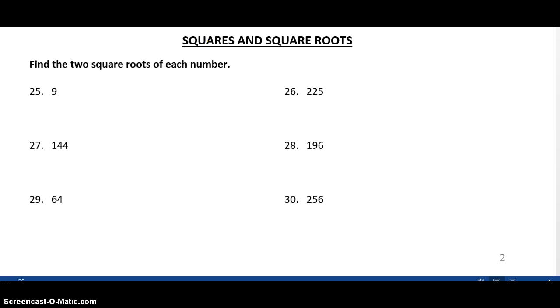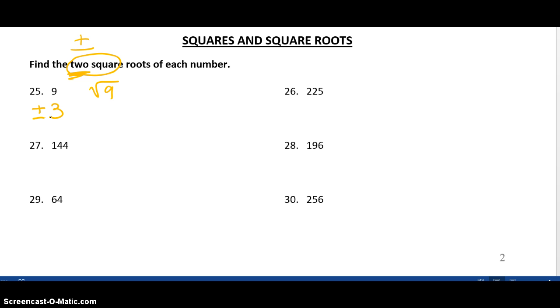This next section is finding squares and square roots. Now we used our reference sheet to do our homework a couple of the nights. This we can't use our reference sheet on, so I suggest you practice doing this without a reference sheet. It says to find the two square roots, remember that, so we need that positive negative sign. For 25 through 30, they're all perfect squares. So the two square roots of 9 are positive and negative 3.